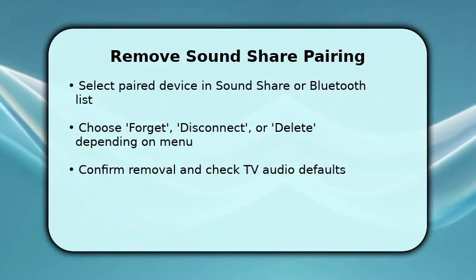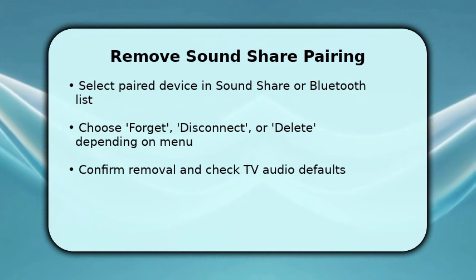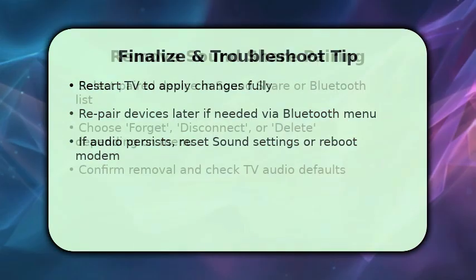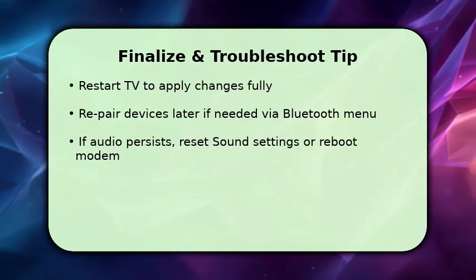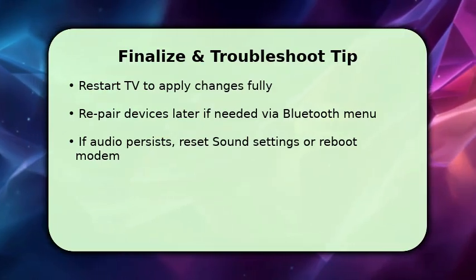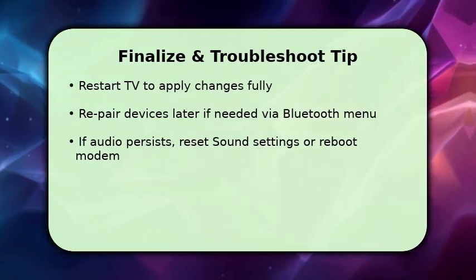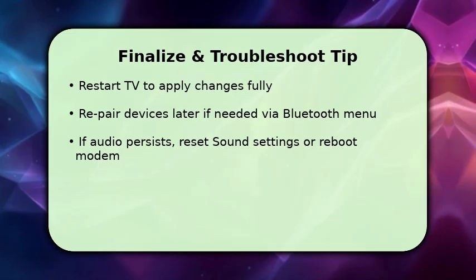Finish by restarting the TV to ensure settings apply and cache is clear. A power cycle often resolves residual routing. After reboot, verify sound output reads TV speaker or your desired source, and re-pair devices later only if needed.